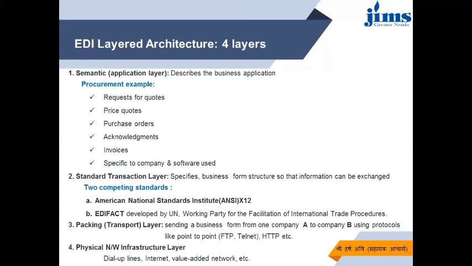After that, the packaging and transport layer, sending a business form from company A to company B using protocols like point to point, FTP, Telnet, and HTTP, etc. When your order is translated into the American standards or EDIFACT, after that you need to transport the information from company A to company B. You need some infrastructure. That infrastructure is dial-up lines or internet or value-added networks, etc.